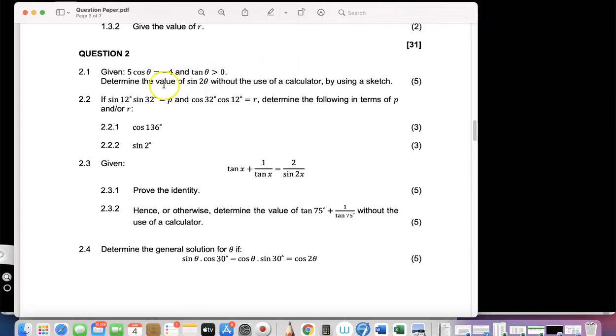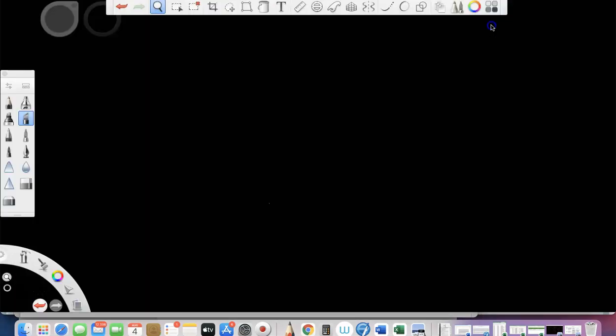Now, in order to find that, I first need to see in what quadrant this theta lies. So let me just change here. I'm going to draw a sketch, and I first need to find out.